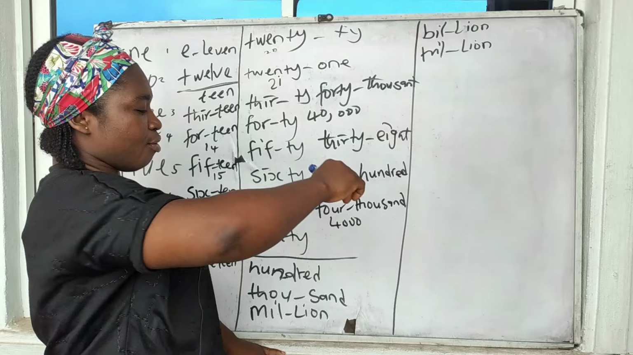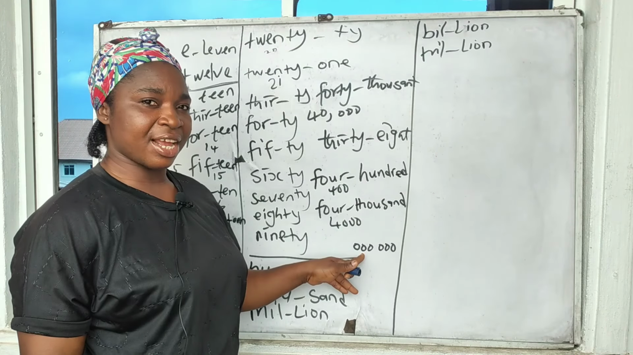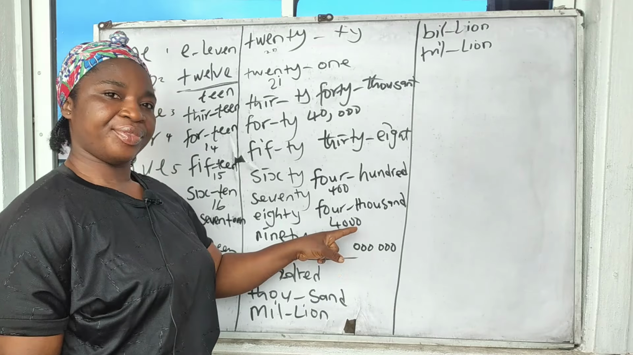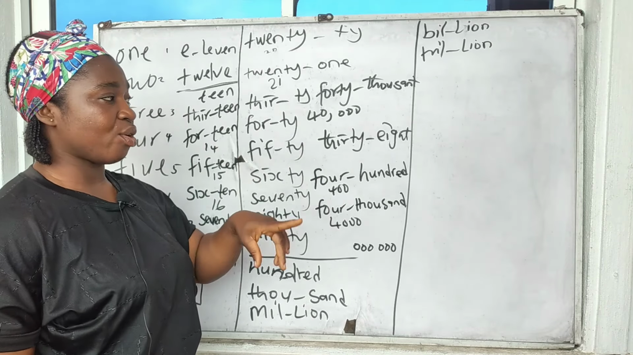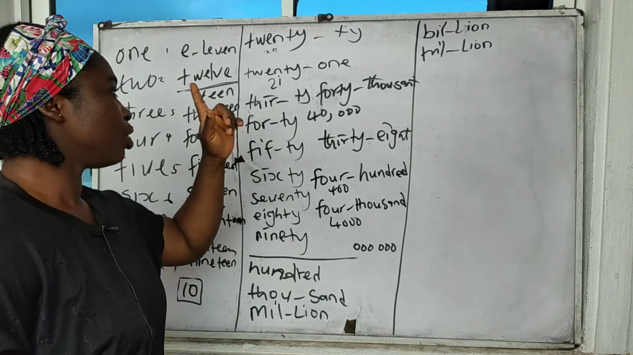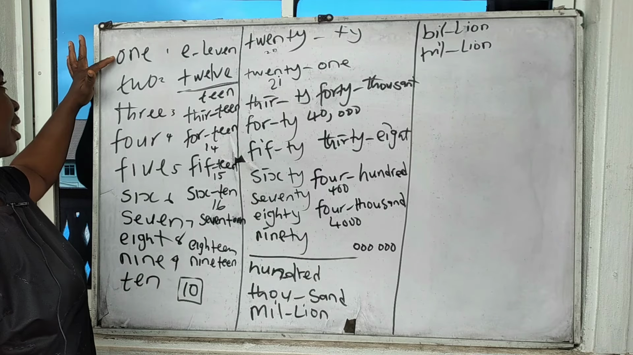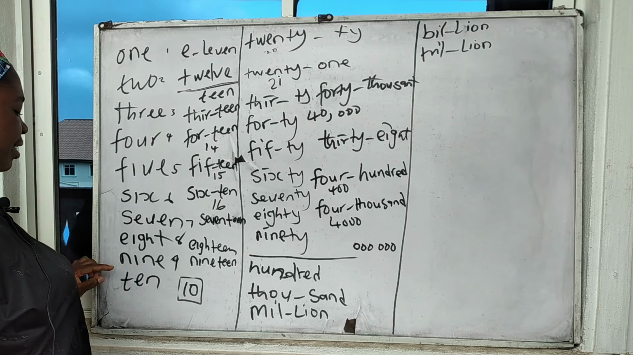Then you want to go for million. You will have your 6 zeros. Okay, 6 zeros actually represent million. The 000 represent 1,000. The double 0 actually represent 100. So the next time you want to write any figure at all, remember this magic. These are 1, 2, 3, 4, 5, 6, 7, 8, 9, 10.